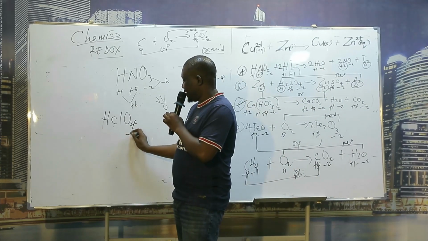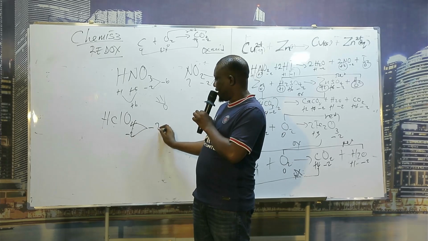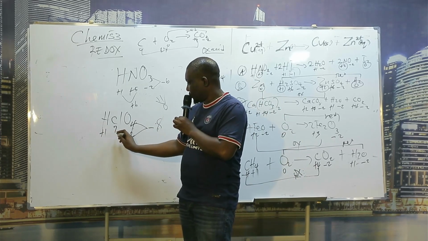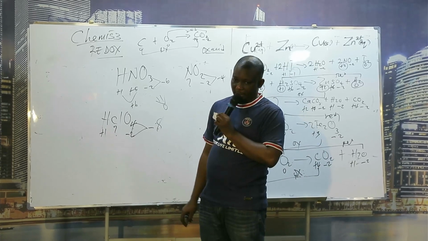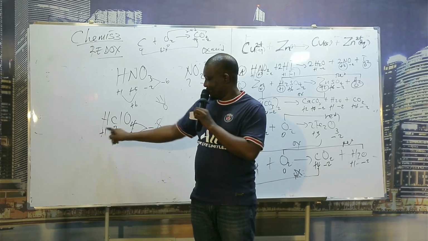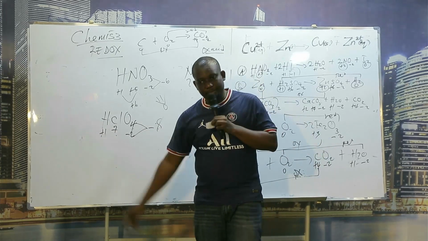Minus 2 times 4 is minus 8. This is plus 1. This is question mark. What is the number? 7. 7 plus 1 is 8, minus 8 is 0. So it is 7.